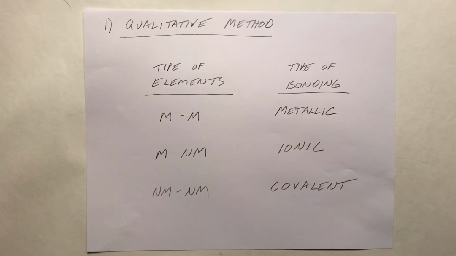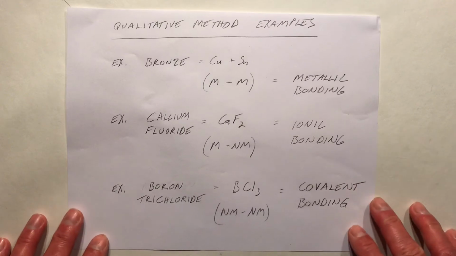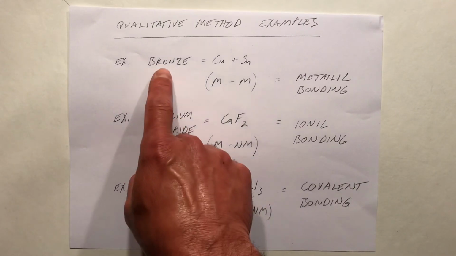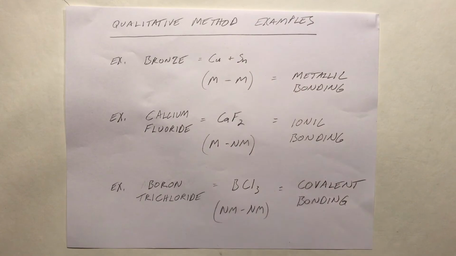So identifying bond type qualitatively is relatively simple. We just need to look at a periodic table to determine whether the elements involved are metals or nonmetals. So let's consider bronze. Bronze is a metal that's made with copper and tin. Cu is copper, Sn is tin.